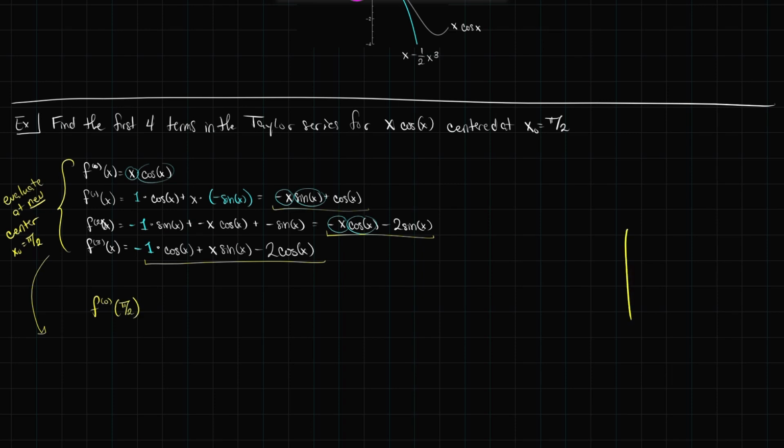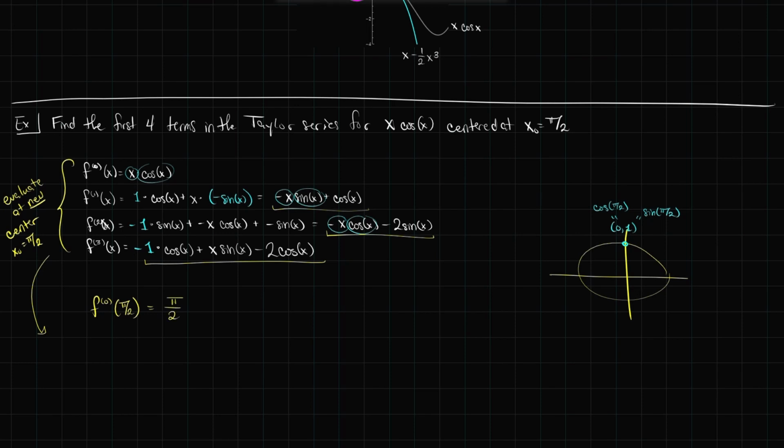Pi over 2, keep in mind on our unit circle, is going to be the point at the top here. So at the top we have (0, 1), the next value is 0, so cosine of pi over 2 is 0, sine of pi over 2 is 1. This is going to modify all sorts of things in our results here. So let's go ahead and look. We've got x times cosine x.